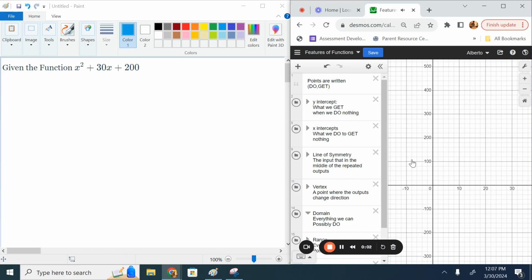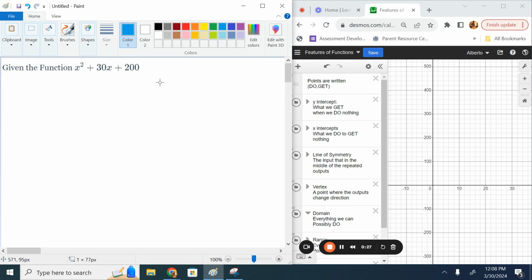Okay, this video is going to go over finding the quadratic features from an equation in standard form. The features we're going to look for are the y-intercepts, the x-intercepts, the line of symmetry, the vertex, the domain, and the range. So starting off, since they gave us this function in standard form equation, we're going to start by finding the y-intercept.